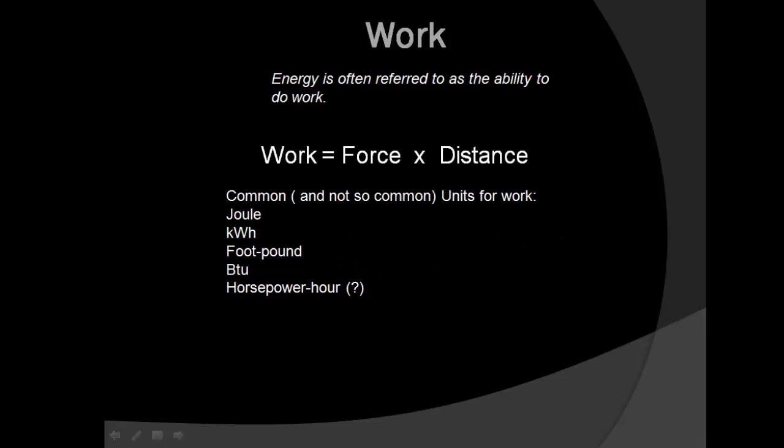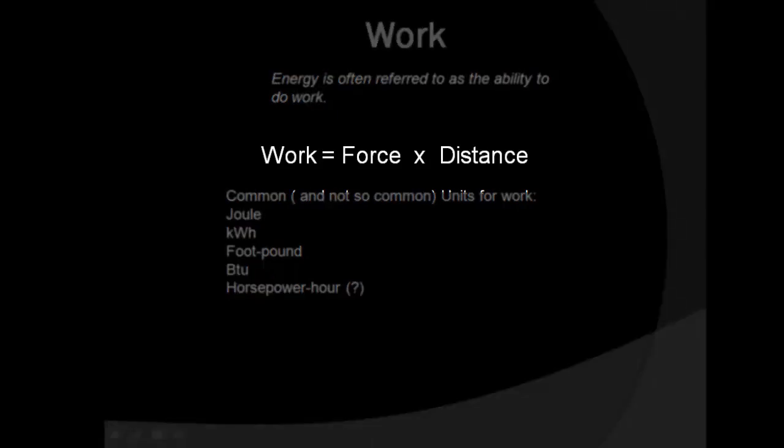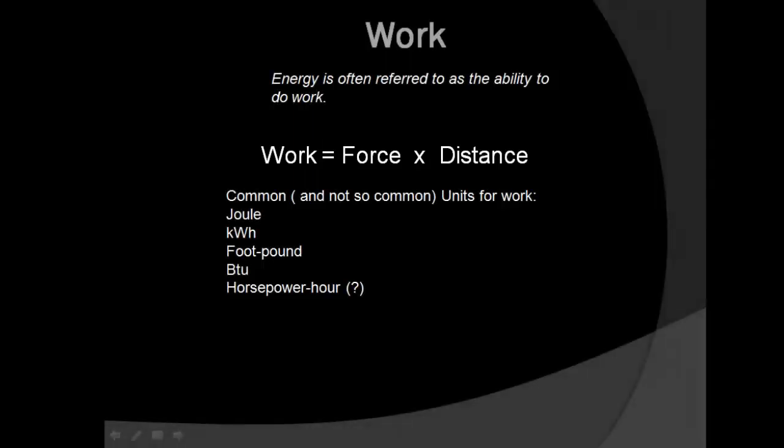Work is the effect created by a force. For work to happen, the force has to result in a displacement of the body. Shown as an equation, work is equal to force times distance. The units for work are quite varied. In the SI, or metric system, work is expressed in joules. A joule is the force of 1 Newton through a distance of 1 meter.